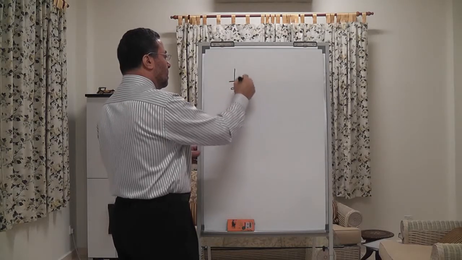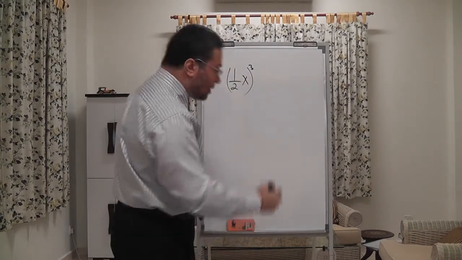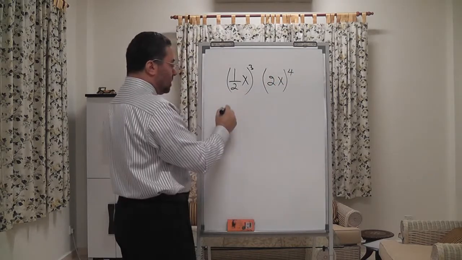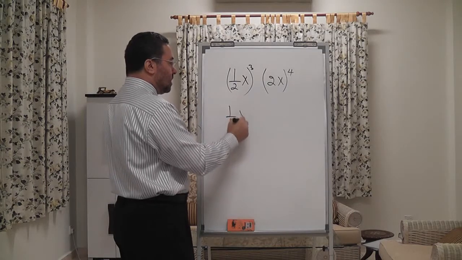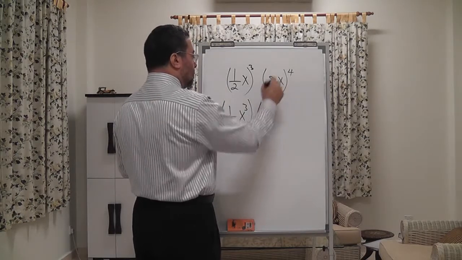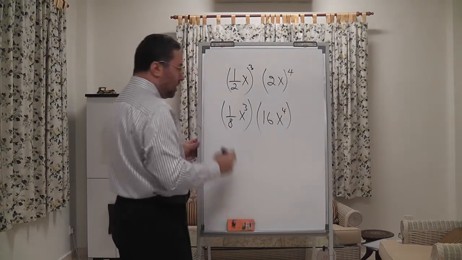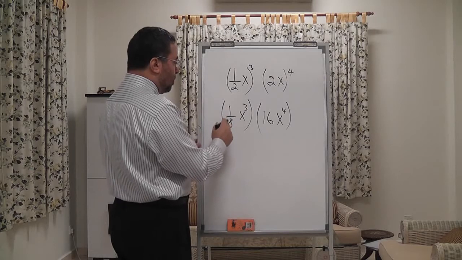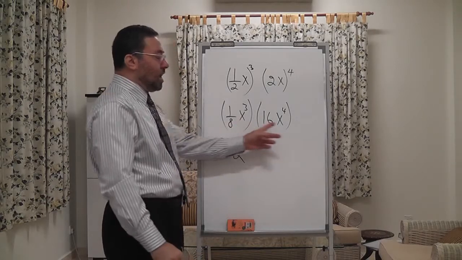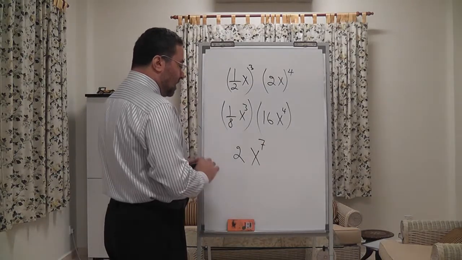1/2 x, the whole thing cubed, 2x to the fourth. We cube this, so we cube the half, that's 1/8 x cubed, and we raise this to the fourth and this to the fourth, and that will be 16, and that's x to the fourth. Now we multiply the two numbers, 1/8 times 16, that's 2, and x cubed times x to the fourth. Here we add the powers, it's a power times a power, so we get x to the 7, and that's the answer.